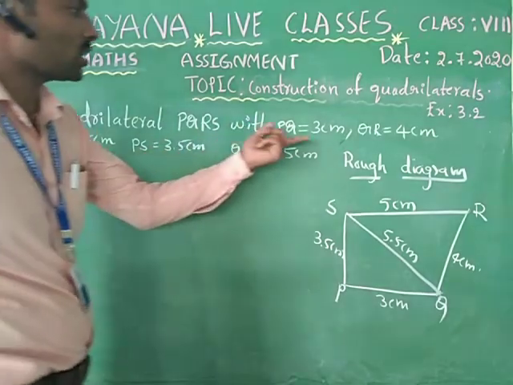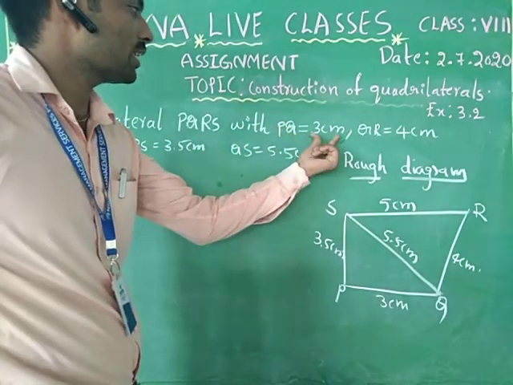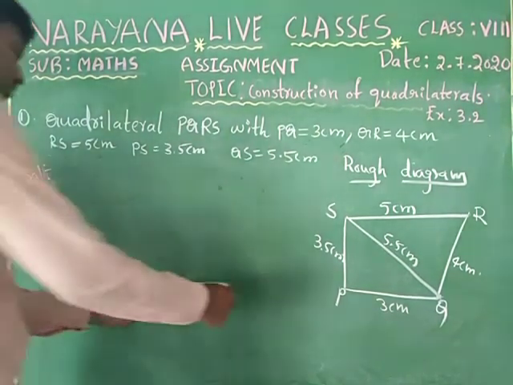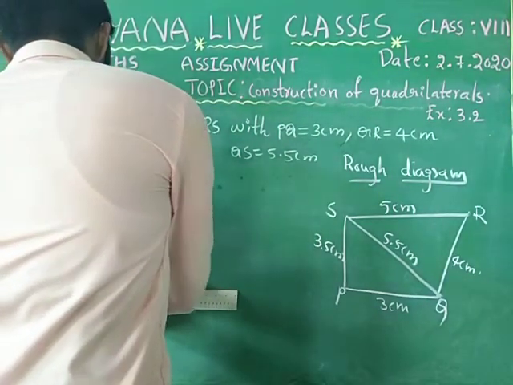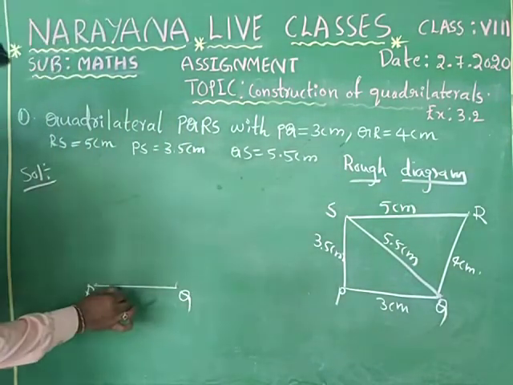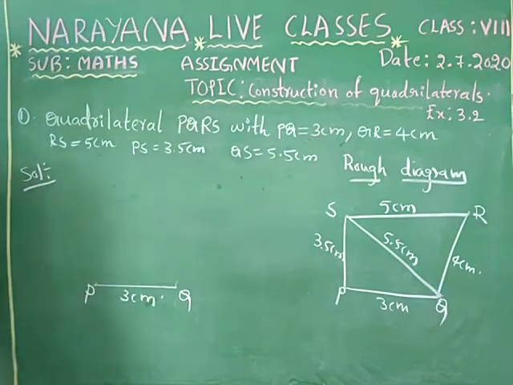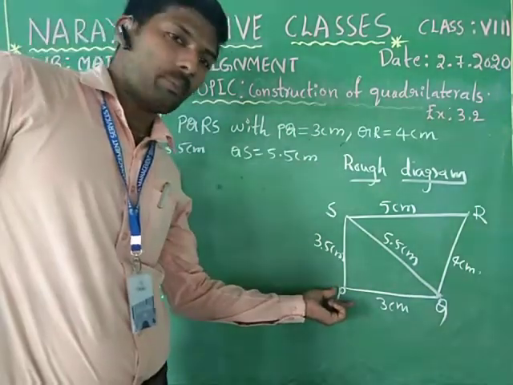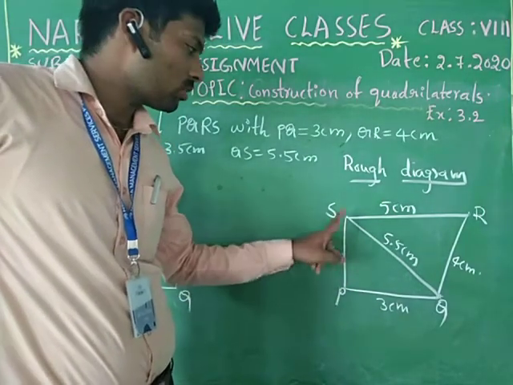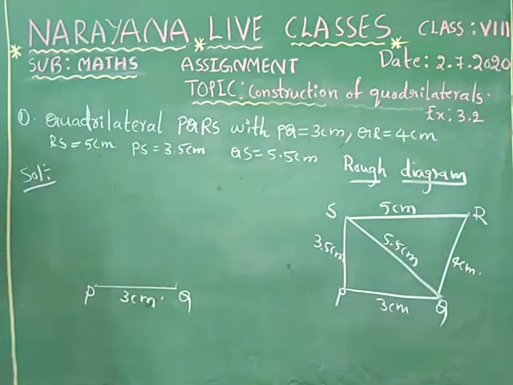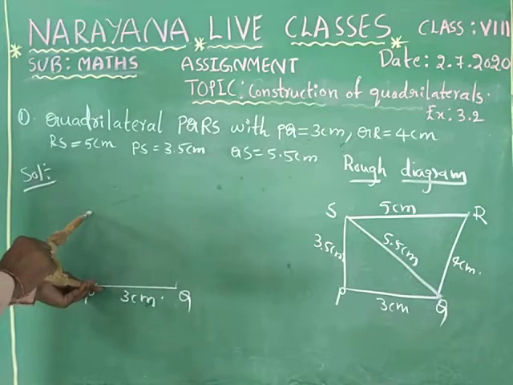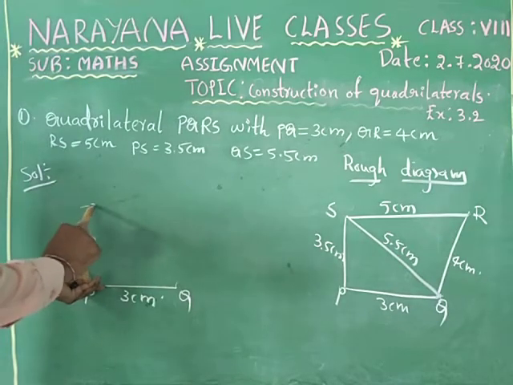In this, first you have to draw the line segment whose length is 3 centimeters. That is P and Q, 3 centimeters length. Again, take point P as center with radius 3.5 centimeters and draw an arc.